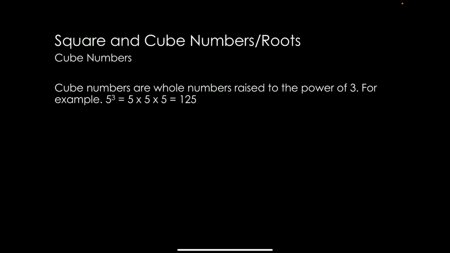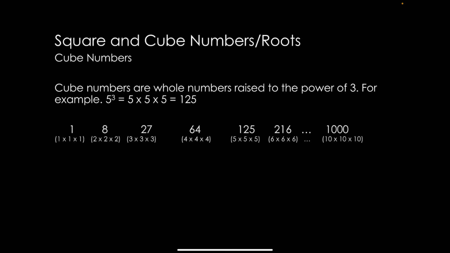Now, cube numbers are similar, but these are whole numbers that are raised to the power of 3. For example, 5 cubed is 5 times 5 times 5. It is not 5 times 3, it is 3 5s multiplied together. 5 times 5 times 5 is 125. So the first few cube numbers, which I would recommend that you learn, I would recommend that you at least learn up to 5 times 5 times 5, which is 125. Okay.